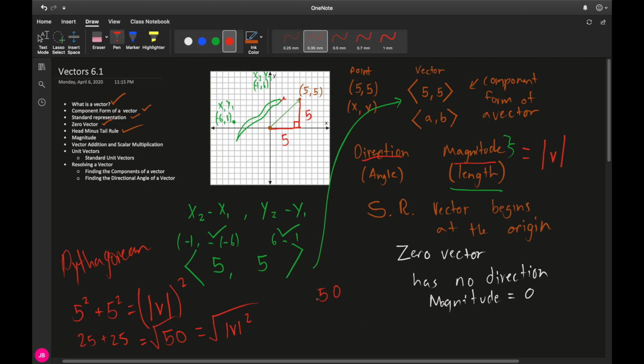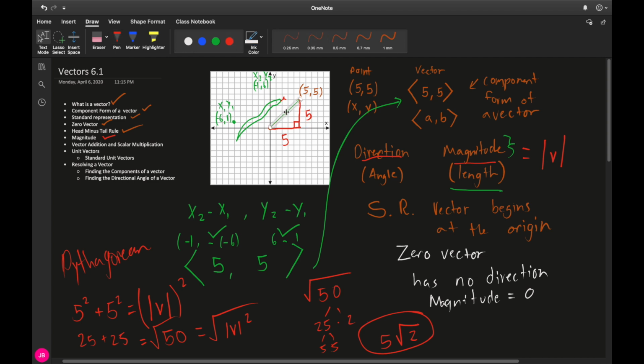Now, we have to go ahead and simplify the square root of 50. We're going to simplify this into 25 times 2, which is going to give me 5 times 5. And this can now turn into 5 times the square root of 2. And so this would be the magnitude of my vector. Now there is a formula that you can use just in case you don't want to go through the trouble of drawing your vector and then using the Pythagorean theorem.